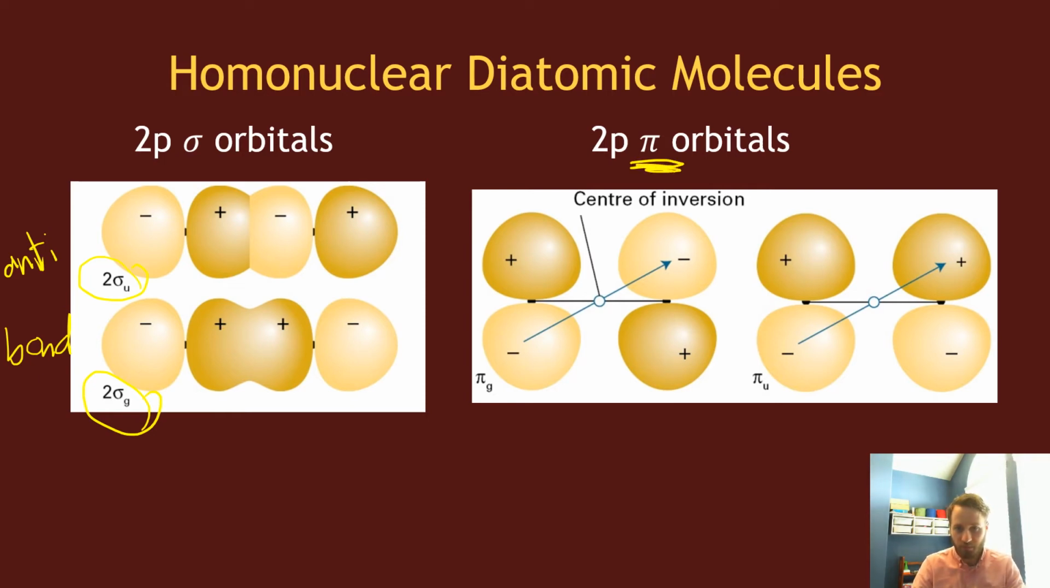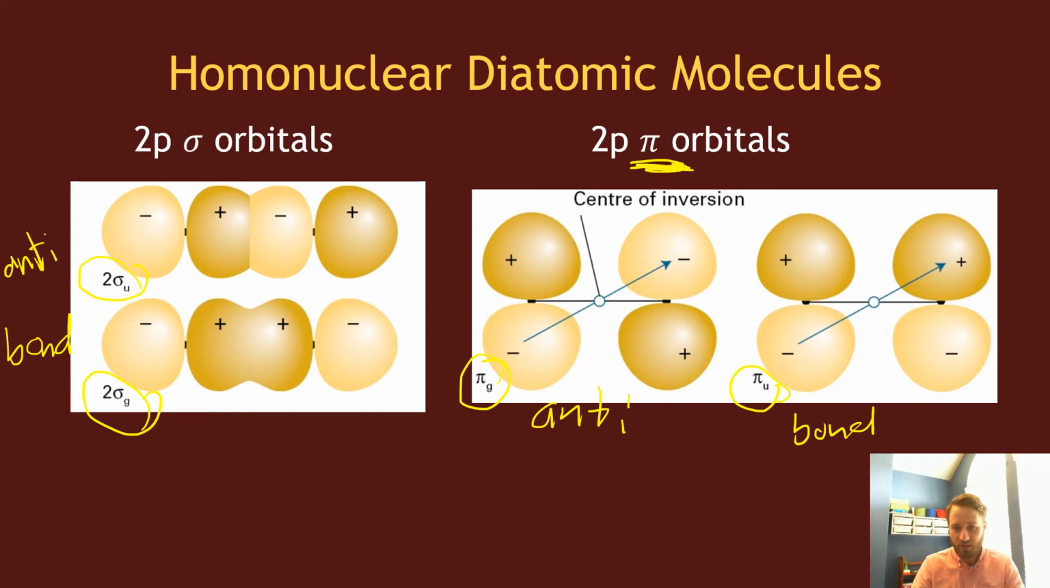While for the p orbitals that are not pointed along each other, these will be referred to as our pi orbitals. And we see here that for the pi orbitals, this gerade symmetry is actually our anti-bonding orbitals, and this ungerade symmetry is going to be our bonding orbitals. It's because of the symmetry in how these orbitals overlap with each other.